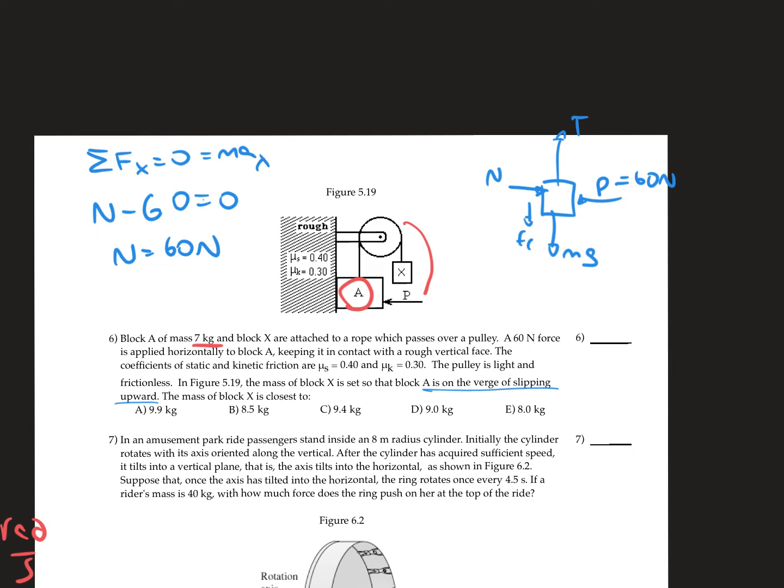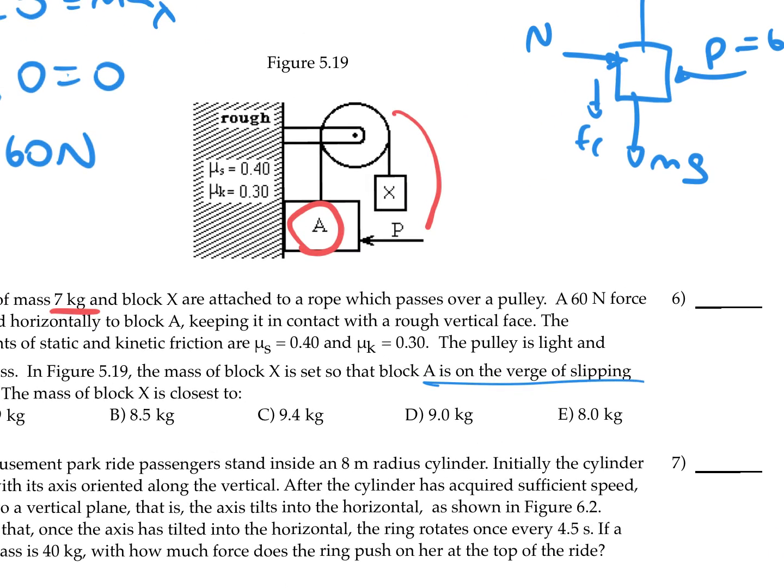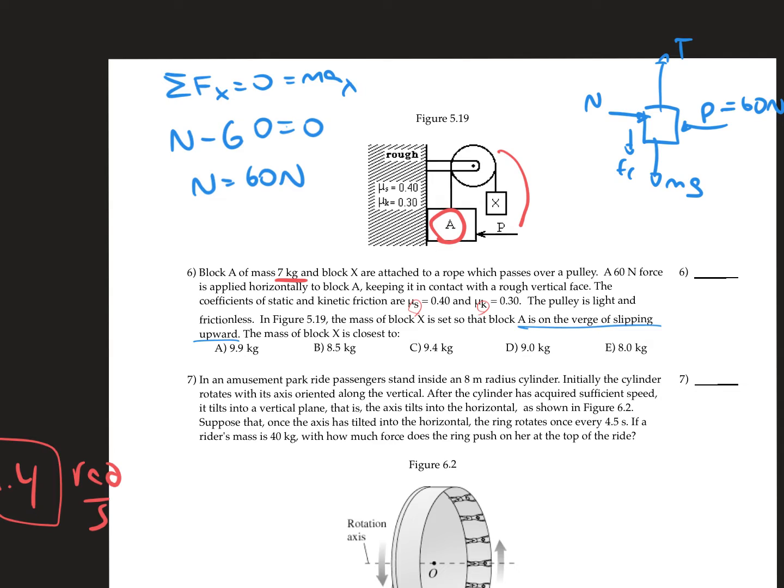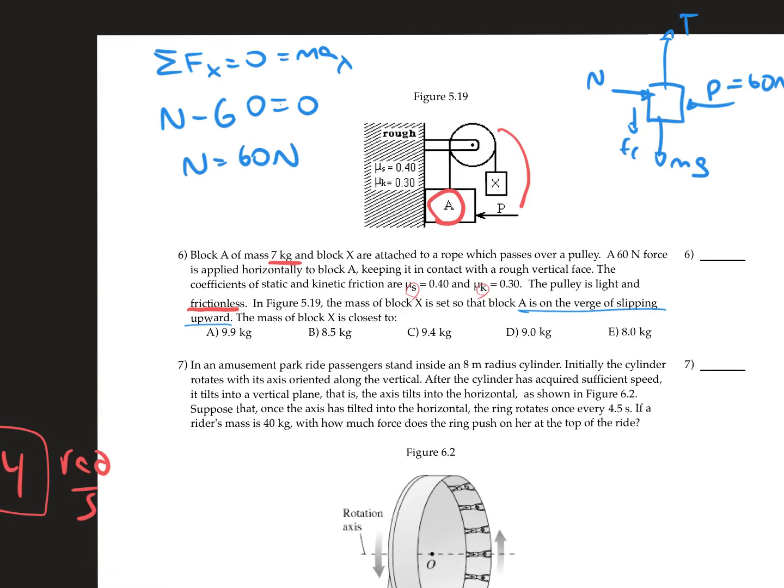The coefficients of static and kinetic friction are mu sub s equals 0.40 and mu sub k equals 0.30. Static and kinetic. Then it says the pulley is light and frictionless. Another keyword. Then it says the mass of block X is set so that block A is on the verge of slipping upward. So what we're trying to find is the mass of block X, closest to one of these values.